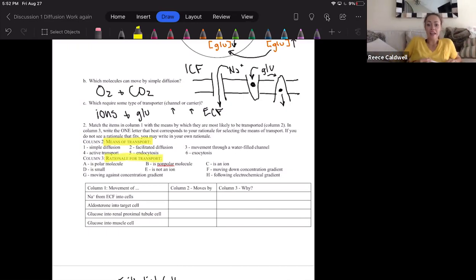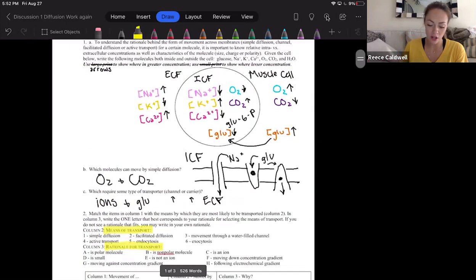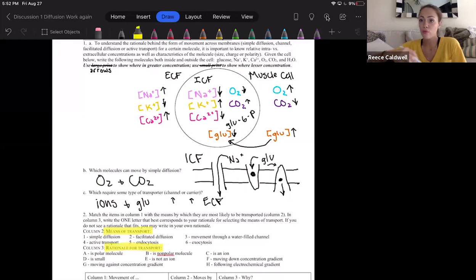Looking at the first row, we're looking at the movement of sodium from the extracellular fluid into the cell. So moving sodium from the outside of the cell to the inside of the cell. And sodium, as we saw before, is going to move down its concentration gradient. So it's going to move from an area of high concentration to an area of low concentration when entering a cell. This is a form of passive transport because it does not require energy to move with its concentration gradient from high to low.